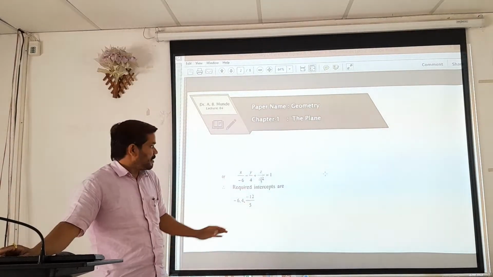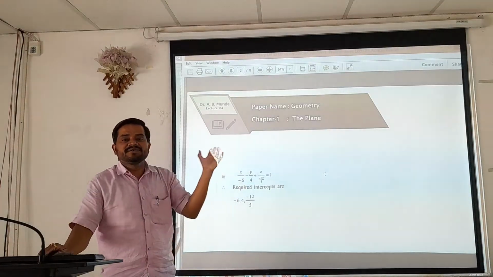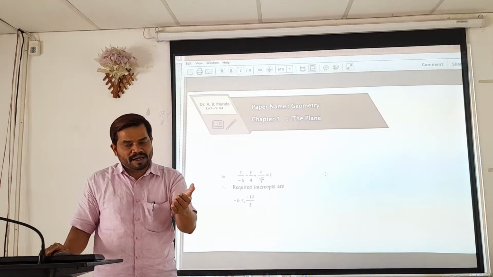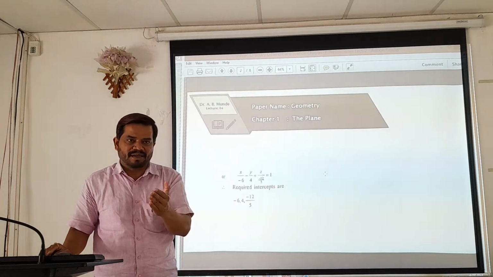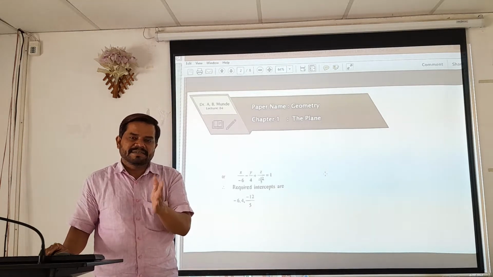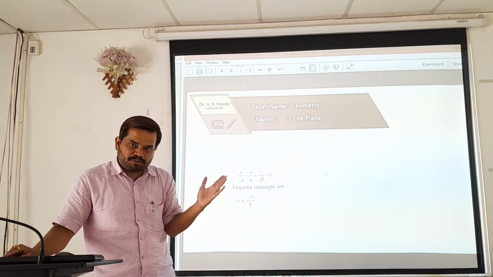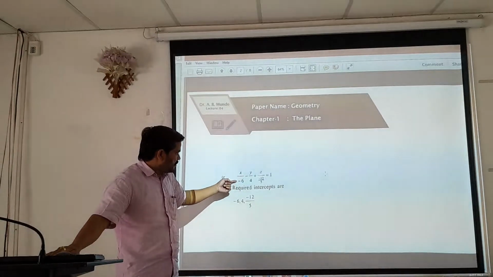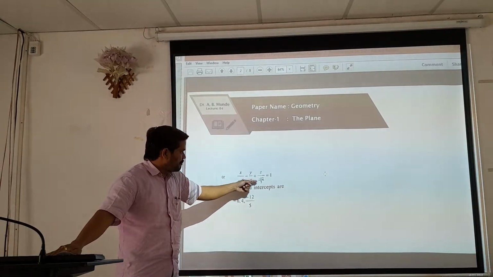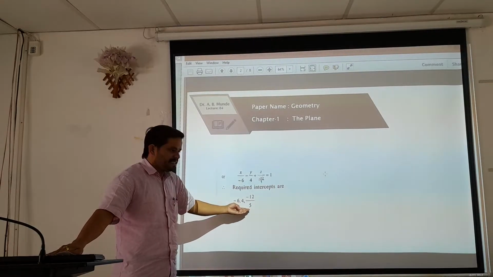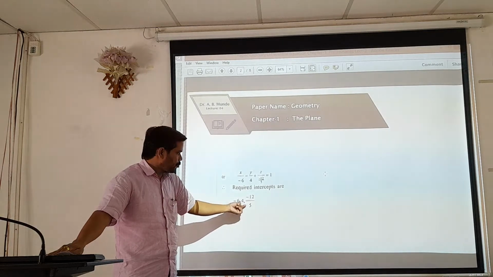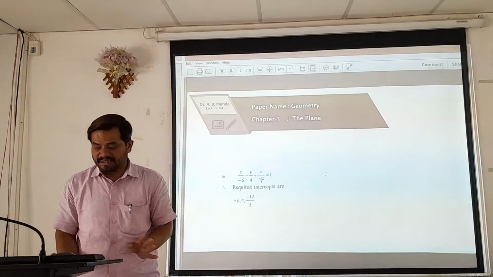And now compare this equation with the intercept form of the equation of a plane, x by a plus y by b plus z by c is equal to 1. We get the values of small a, small b, small c. If we compare it, we get the value of a as minus 6, b as 4, and c as minus 12 by 5. These are the required intercepts: minus 6, 4 and minus 12 by 5. Yes?